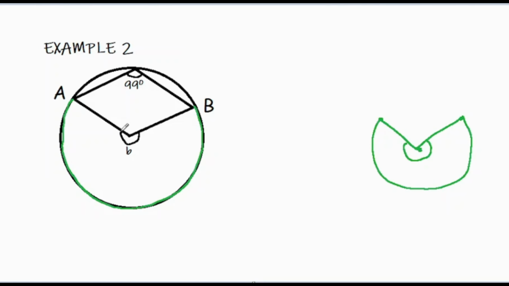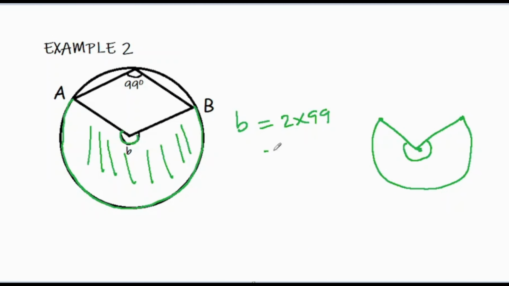So if we trace this out now, you will agree with me that angle B is on the inside of the sector. The whole of this place is a sector. So angle B is the angle at the center, and the angle subtended by the arc AB at the circumference is 99 degrees. And twice of that will give you the angle at the center. So 2 times 99, that's going to give you 189 degrees.